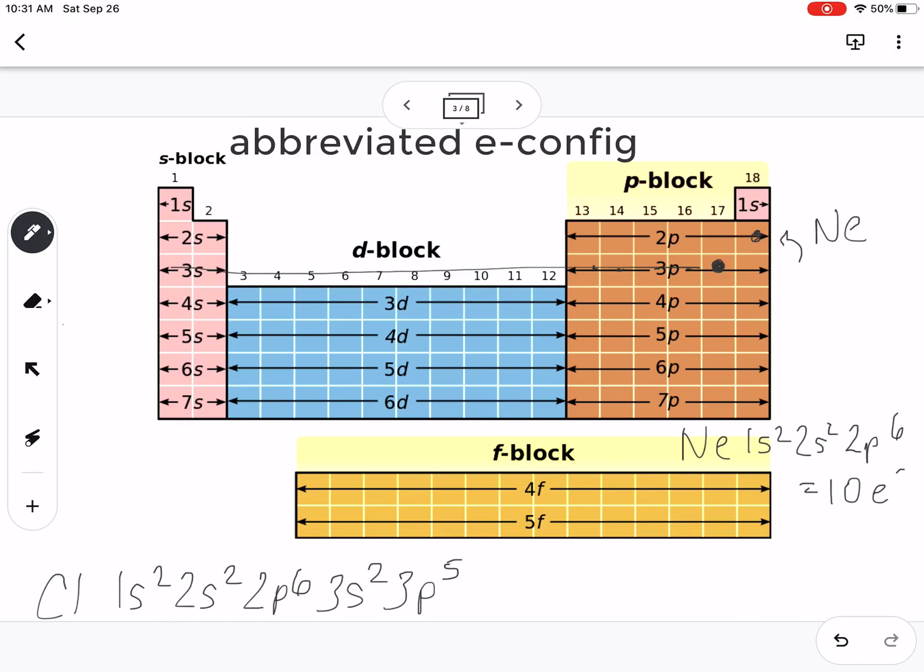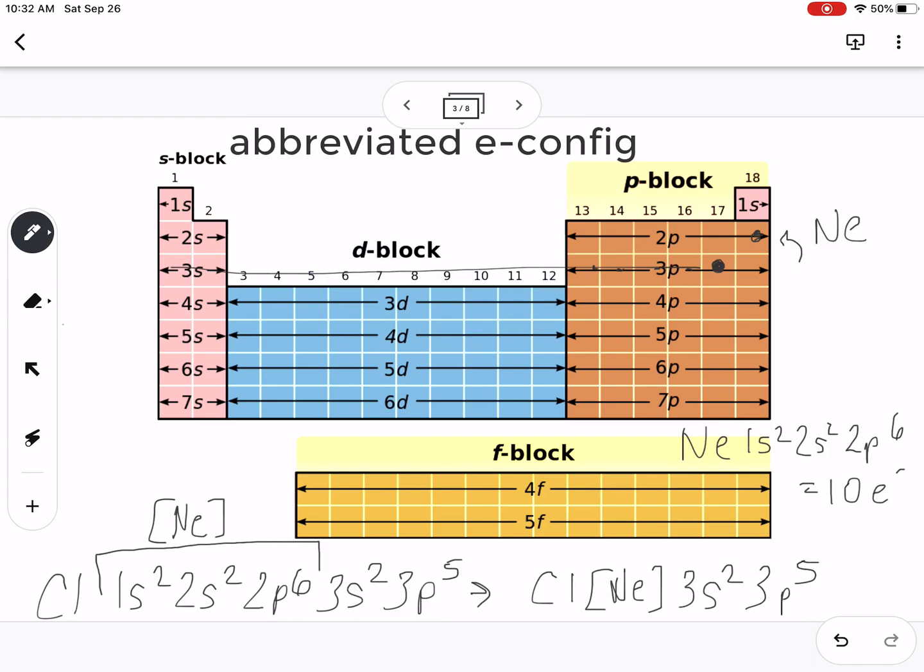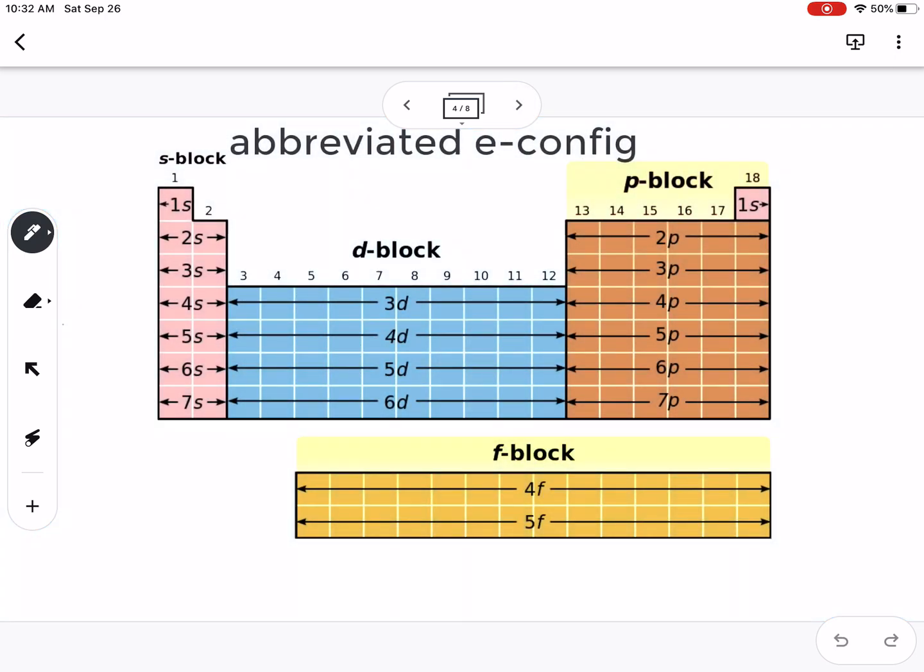So the first 10 electrons here, 1s2, 2s2, 2p6, can just be substituted in as neon. How would I write that? Write chlorine the same. Then I'd write neon in brackets. And then I just write what's left. 3s2, 3p5. I can do this with every single one of them.